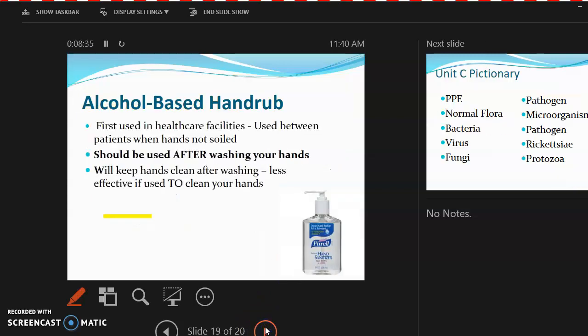You guys are familiar with hand sanitizer. Alcohol-based hand rub, which is hand sanitizer, is first used in healthcare facilities, between patients when hands are not soiled. You should wash your hands after using sanitizer; washing is more effective for cleaning your hands. For example, in teaching I don't have a lot of time between classes, so I may put hand sanitizer on, but once I'm finished with that class and on my lunch break, I'll go wash my hands, and wash after the bathroom, using warm water.